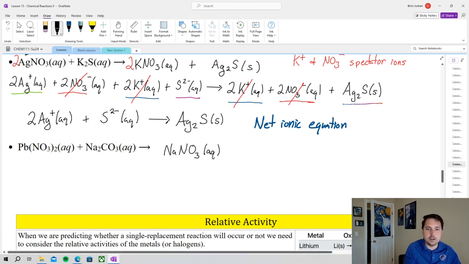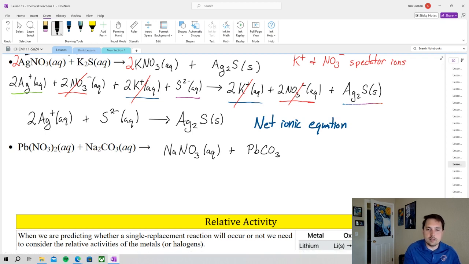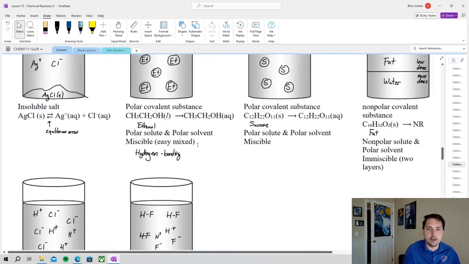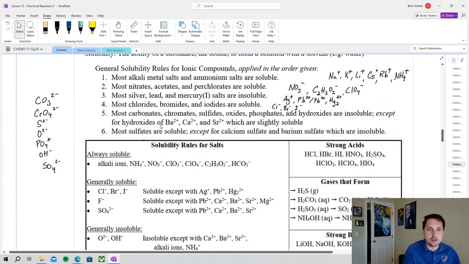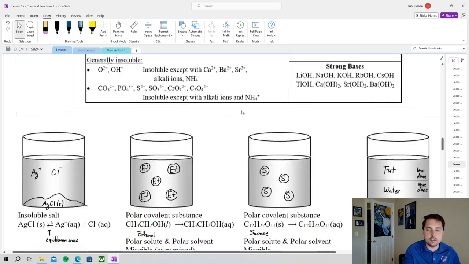Also, it's composed of a nitrate. So anytime we have a nitrate, that's soluble. So it must be then that the lead carbonate, the lead 2 carbonate, is our insoluble compound. It doesn't have to be. We have to go back and double check the rules. But lead carbonate is insoluble. If we go back up here, carbonates show up in rule 5 and lead shows up in rule 3. So lead is insoluble.